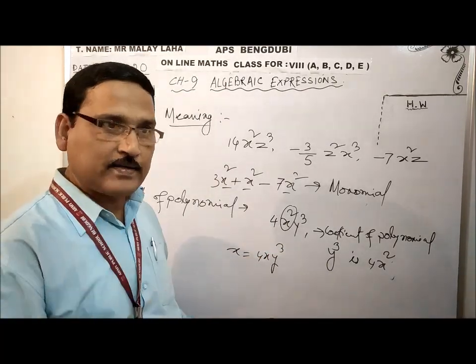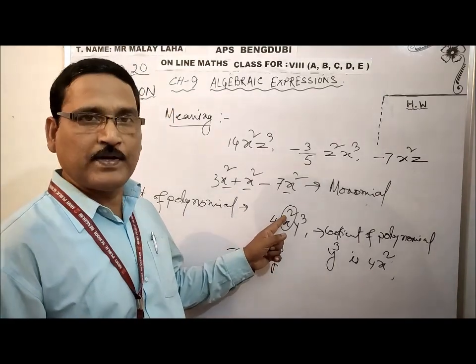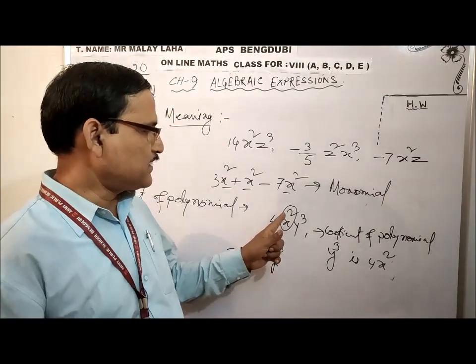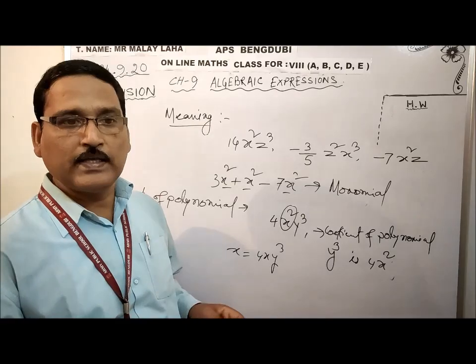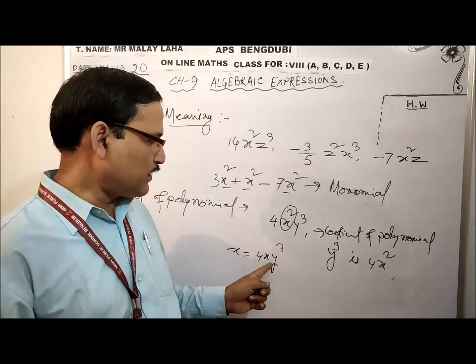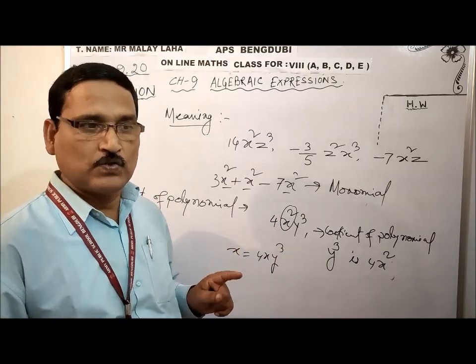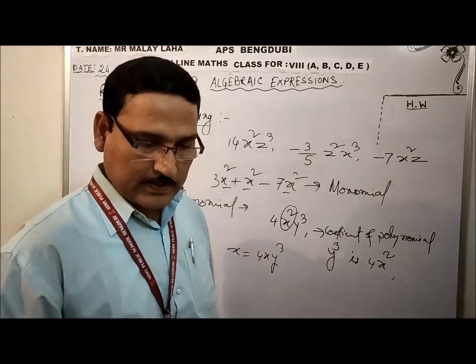So only 1x. Leaving 1x from here, remaining all parts. So x square is there, I will reduce 1, then another 1 is still there. So that's why it is 4x y cube. So be careful while answering the question.